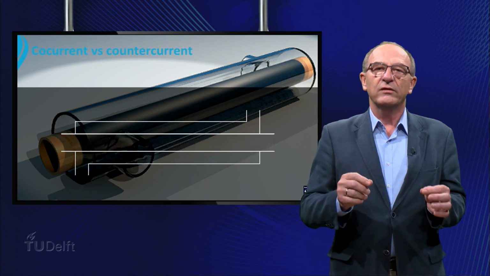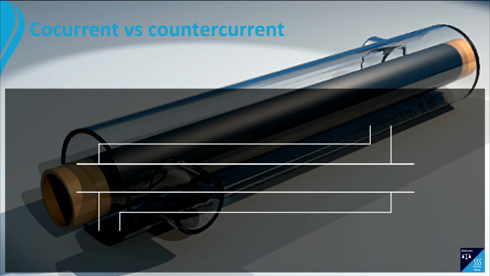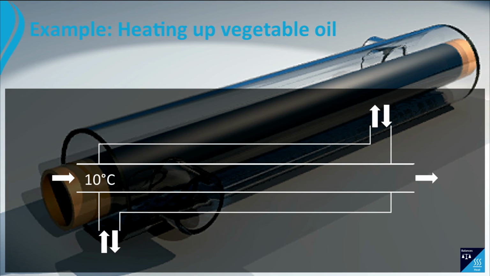As illustrated, there are two ways of operating such a heat exchanger. The fluid can flow co-currently or counter-currently. The question is, what's the most effective way of exchanging heat? Co-currently or counter-currently? To illustrate this, we take an example of heating up a vegetable oil stream from 10 to 50 degrees C with a water stream of 70 degrees C.